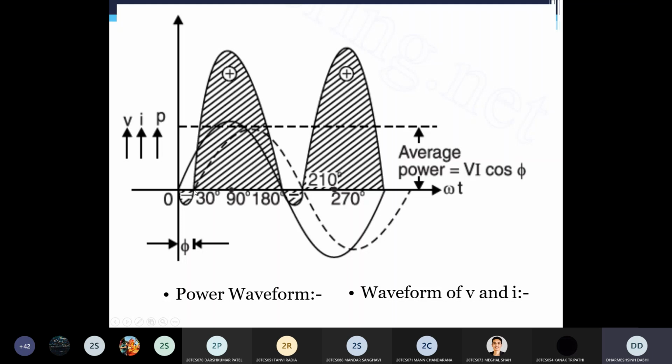But before this, the current is negative between 0 and 30 degrees, because in the previous cycle it is negative. As you know, it alternates: positive, negative, positive, negative. So before the current becomes positive here, it is negative. But after 30 degrees, because the phase angle difference between voltage and current is 30 degrees, it increases and becomes 0 at which angle?